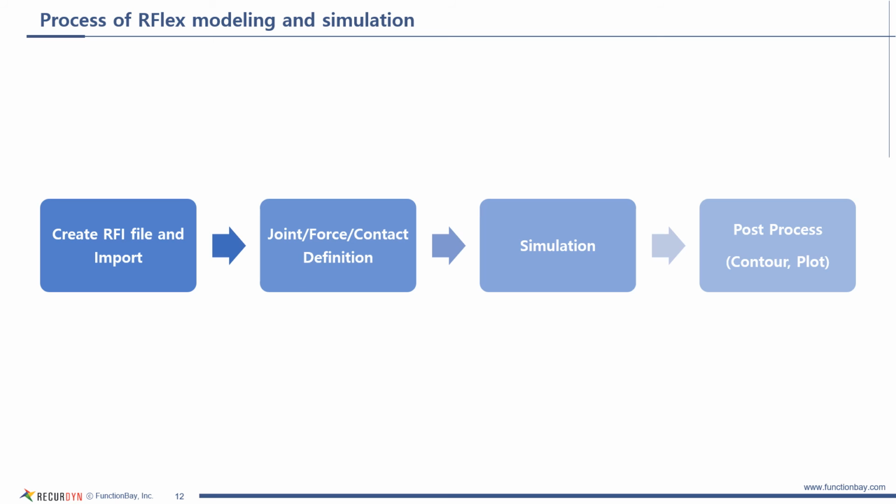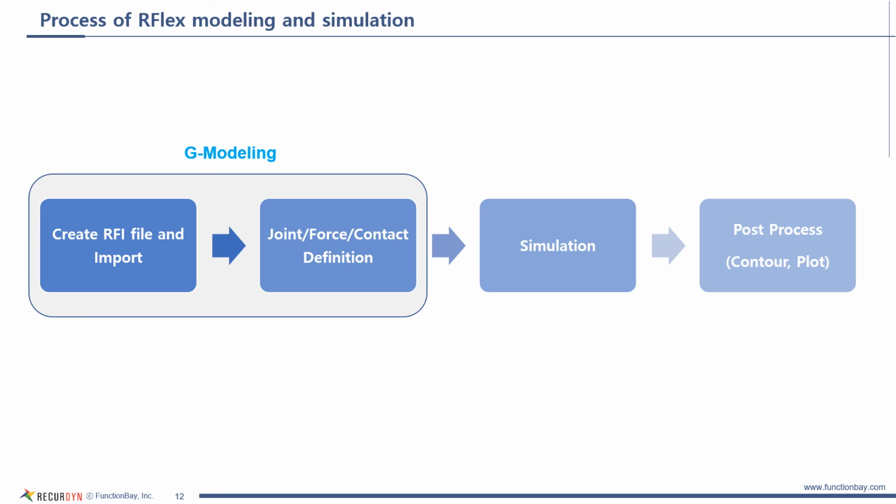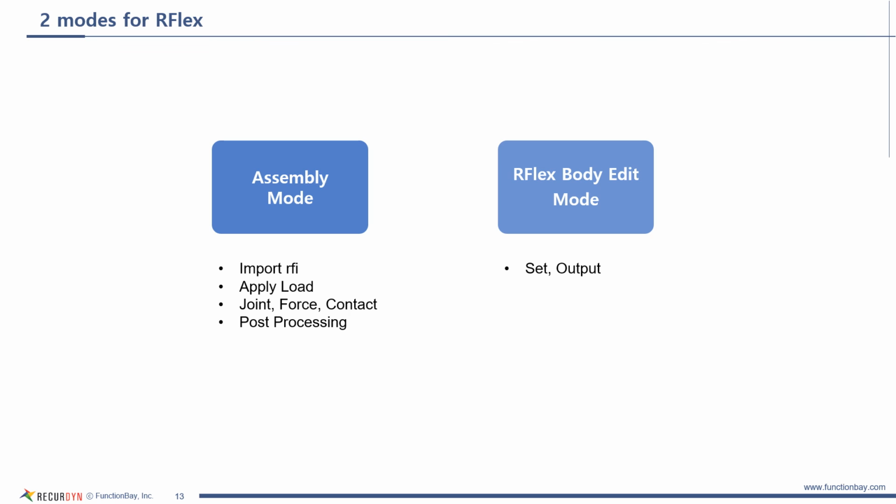A typical RFlex simulation process is as follows. First, create an RFI file and import it to create an RFlex body. After that, define joint, force, contact, and so forth to the body. Then run a simulation. Like Reflex, you can view strain and stress through animation and plot as well as contour plot. At this time, using the G-modeling technology, it is possible to easily create and import RFI files and preserve defined joints, forces, and contacts.